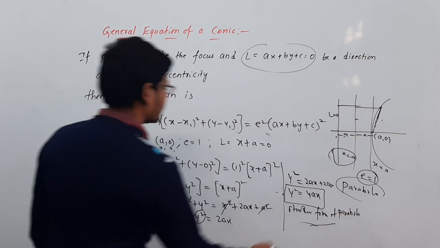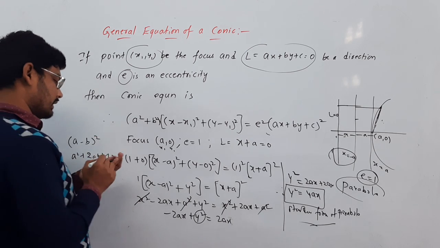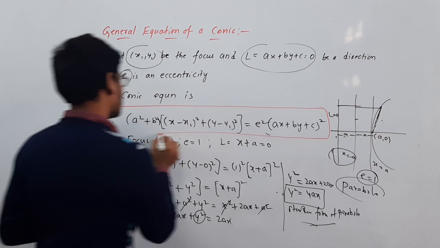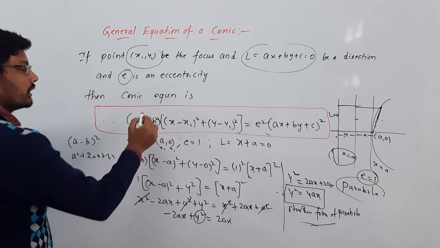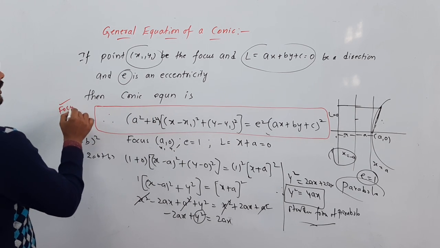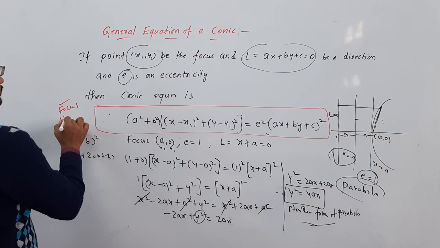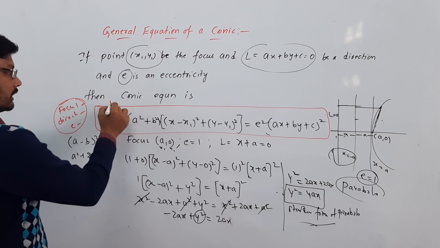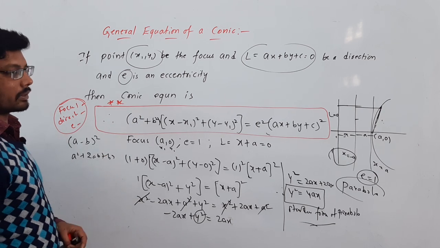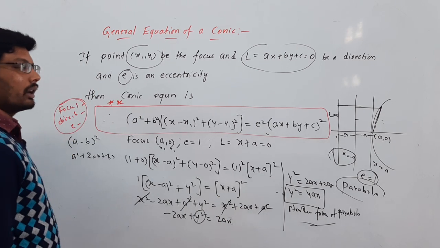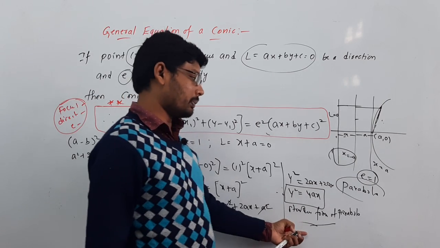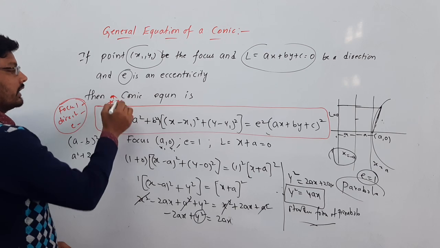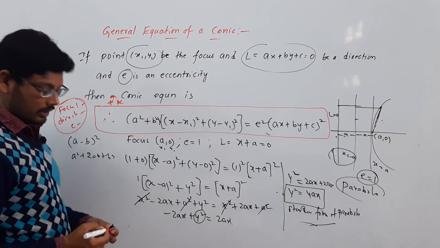This is the standard form of parabola, from the general equation of a conic. According to that, you need to substitute focus, directrix and eccentricity in this expression. This is the most important expression. From it we get the equation of the particular figure, whether it is a parabola, ellipse or hyperbola. For all the conic sections, this is the formula.